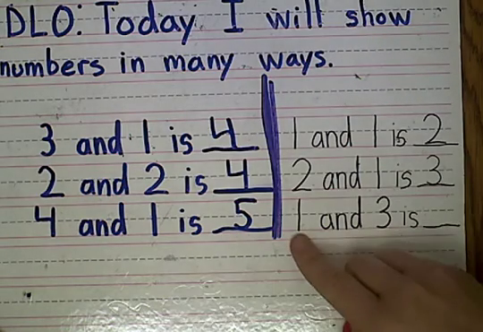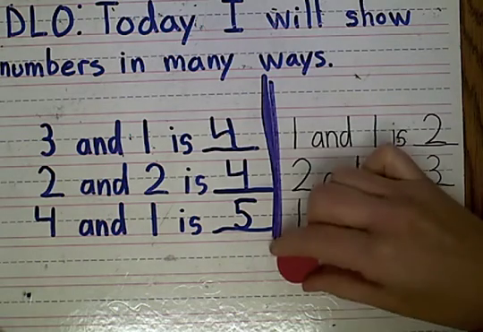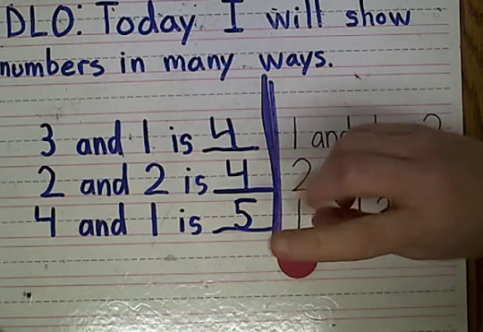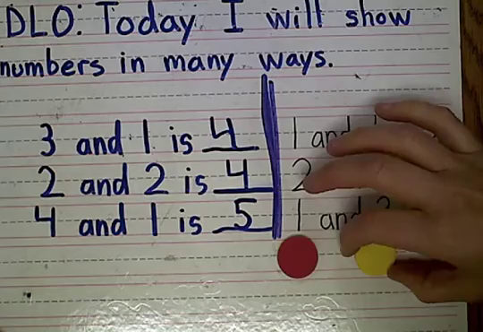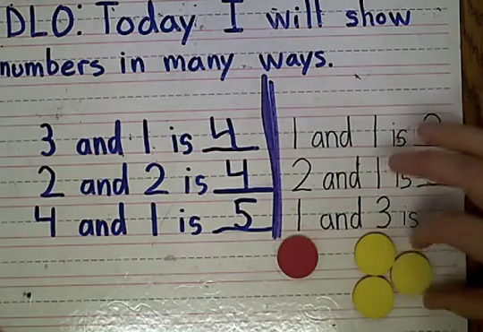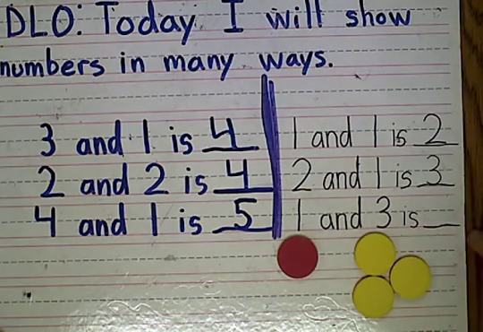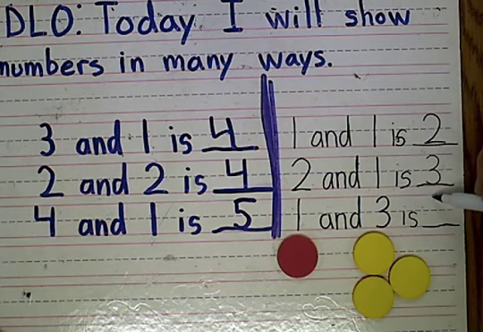I'll start with red. How many red chips do I need? 1. I can count it on my finger. 1. And 3. Let's count on our fingers. 1, 2, 3. I'm going to use my cubes, or my flippy chips. 1, 2, 3. 1 and 3 is blank. How many do I have all together? Let's count. 1, 2, 3, 4. My answer is 4.